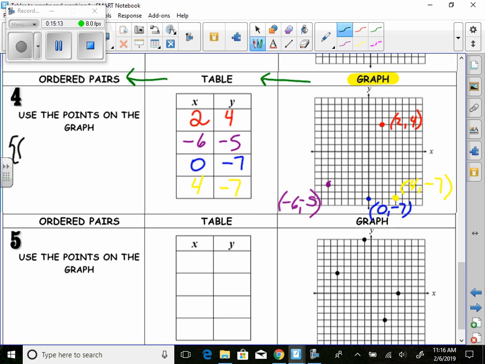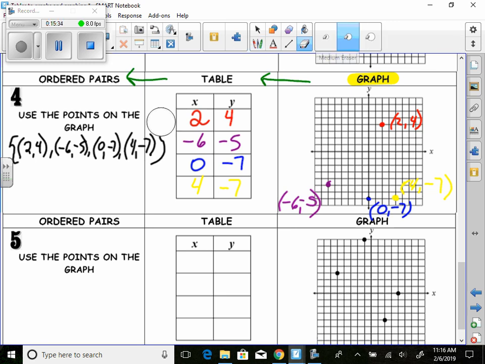So my first ordered pair is 2, 4. So 2, 4, comma. My next point is -6, -5. My next point is 0, -7. And the last one is 4 and -7. So close my curly brackets. This is not really pretty, so a little bit better. So this is it. We have 4 ordered pairs, we have a table, and we have a graph. All right. Continue working on your paper, and please let me know if you have any questions.